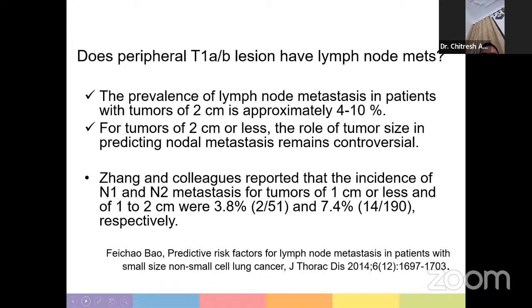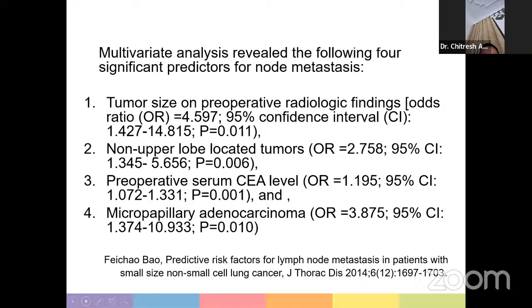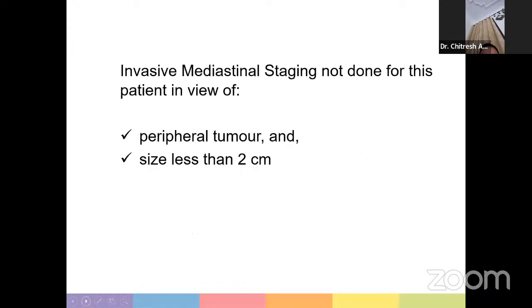So do peripheral T1A or B lesions have lymph nodes? As Dr. Ankit mentioned, it would be a probability of a single digit, anywhere between 4 to 10%. And as the nodal incidence of N2 or more increases, the possibility increases far more. Next slide, please. So invasive mediastinal staging was not done for this patient in view of a peripheral tumor and a size which was less than 2 centimeters. Next slide.